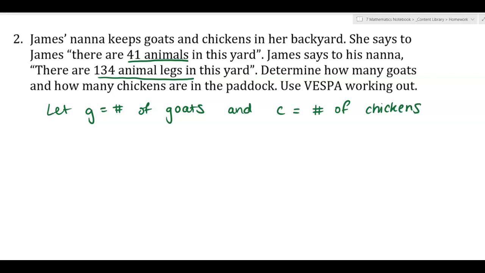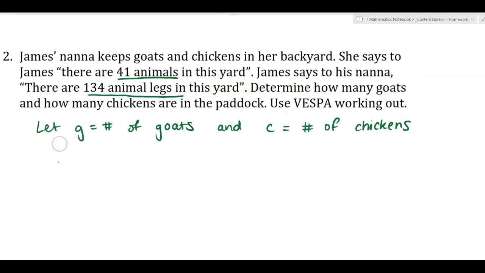C equals the number of chickens and G equals the number of goats. What did Nana say? Yeah, Alex. There are 41. Okay, if there are G goats and C chickens, in total there are 41. How do I make an equation out of that? Yes. G plus C. Good. There's our first equation.